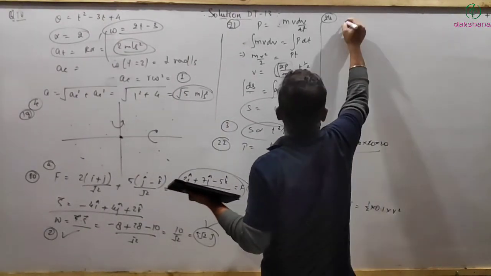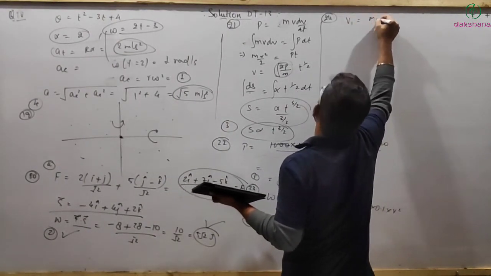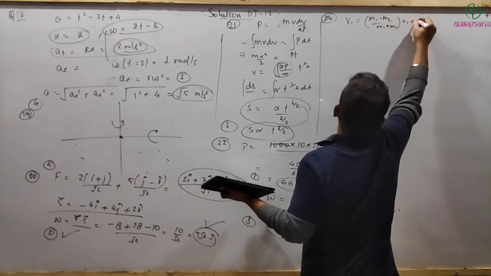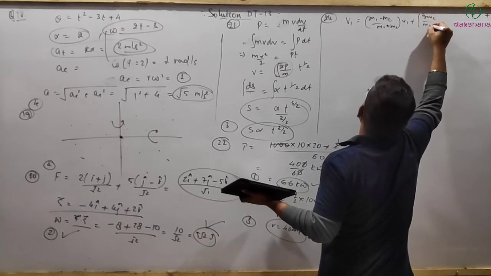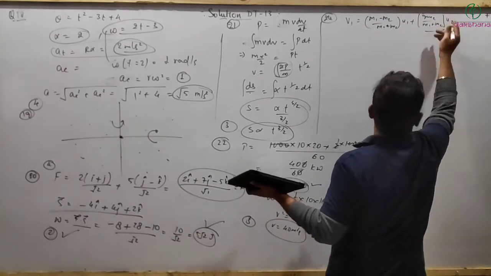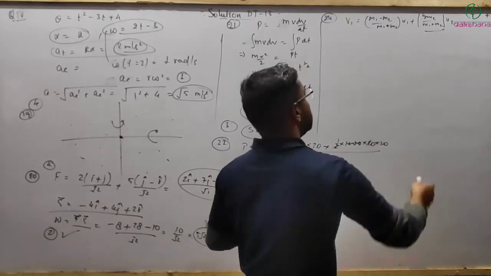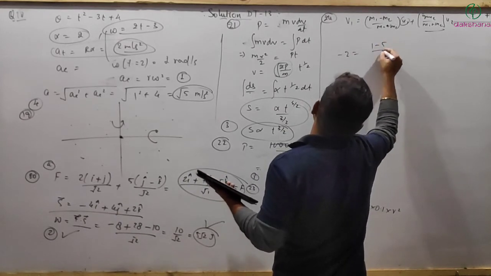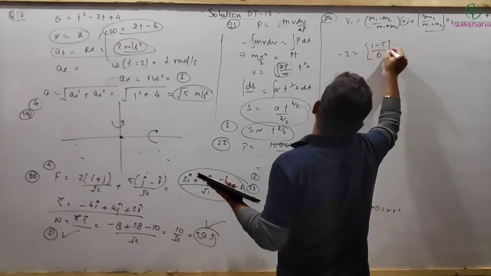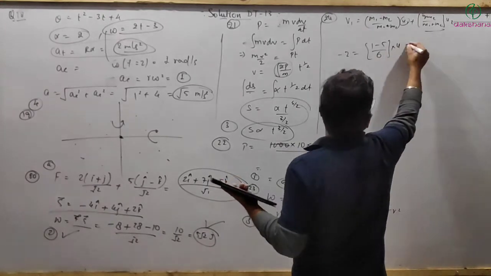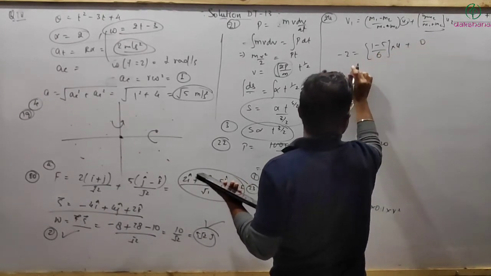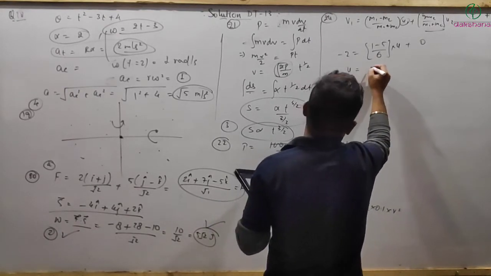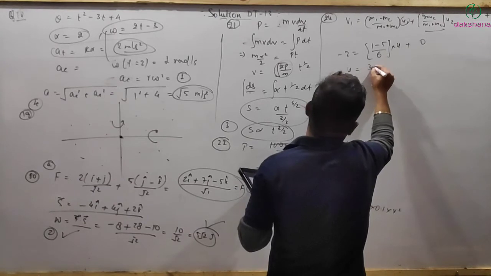We know that after collision v1 is equal to (m1 minus m2) divided by (m1 plus m2) into u1 plus 2 m2 divided by (m1 plus m2) into u2. So the 5 kg mass, u2, is at rest. Initial velocity, let's say u, and v1 is given as minus 2. This is (1 minus 5) divided by 6 multiplied by u, and this is equal to 0. So the minus gets cancelled, and that will be 4, and so we are left with u equal to 3 meter per second.